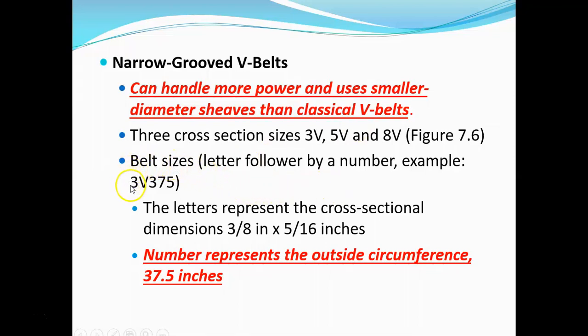So we have a belt that's labeled 3V375. This 375, there's a hidden decimal place at the last number in your series there. There's a hidden decimal place.